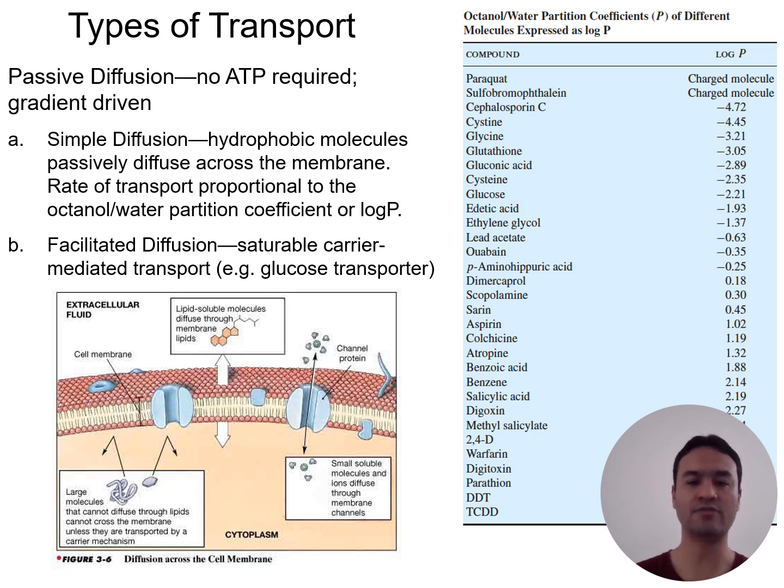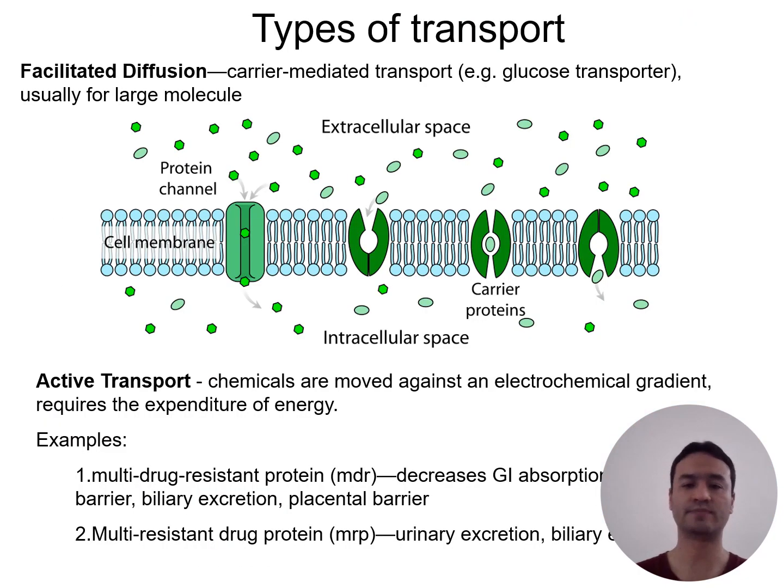Type of transport, the first one is passive diffusion. No ATP is required, but it is gradient driven. If it is against the concentration gradient, you will need active transport. Okay, this one is very straightforward, because you learned it during secondary school, so I will not describe this one further. Facilitated diffusion, of course, uses a protein, and active transport uses ATP to transport the molecule against the concentration gradient.